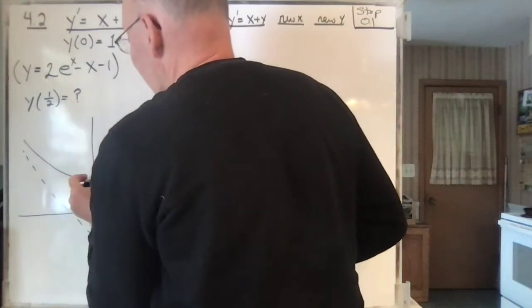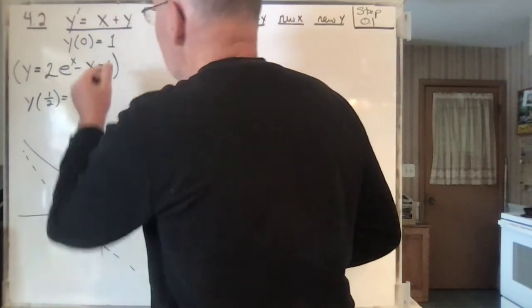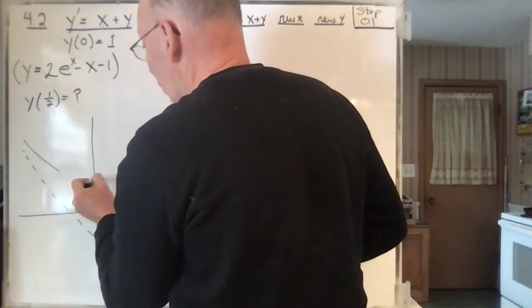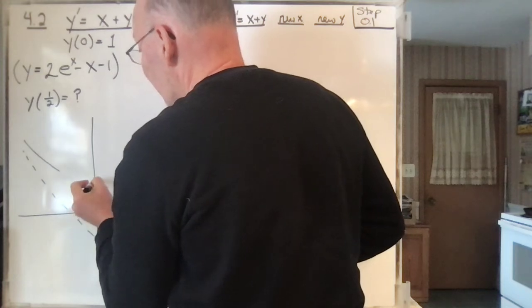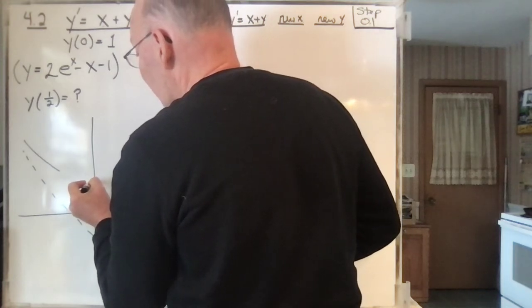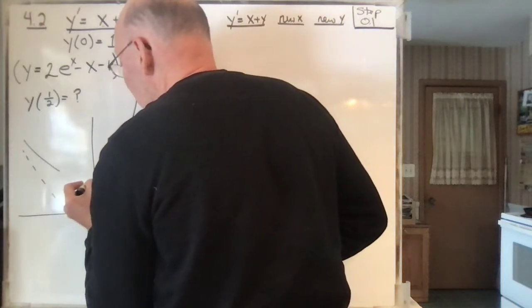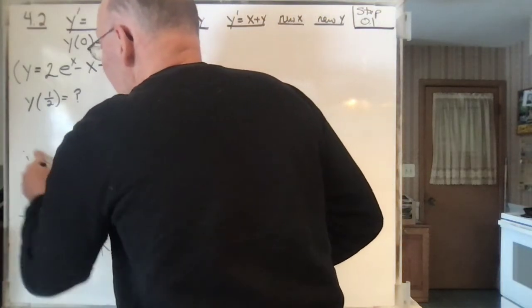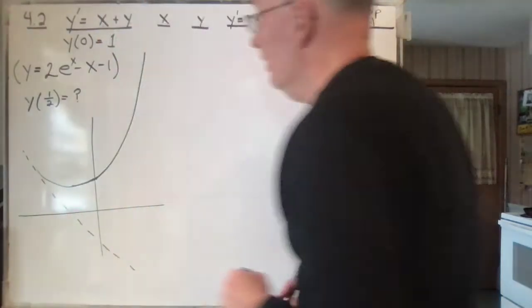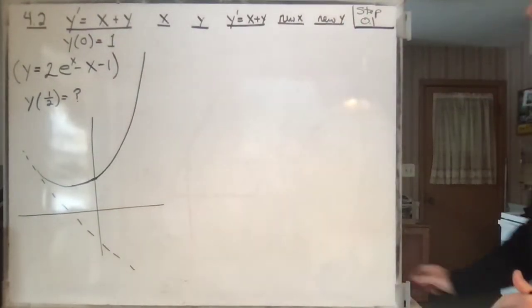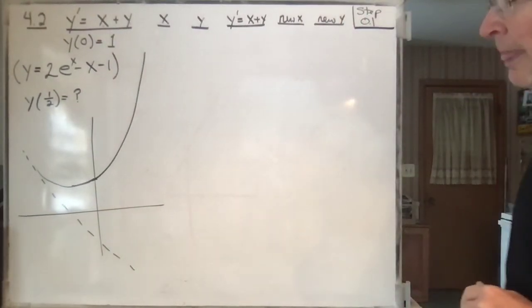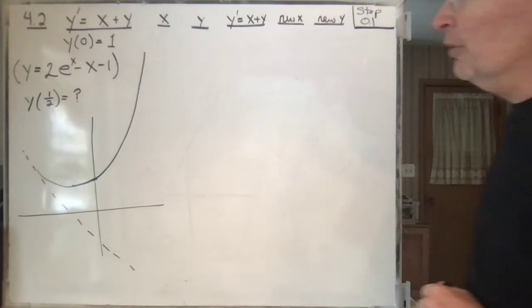And the very first thing I should do is to make clear that at the point (0, 1), the slope there is going to be 1. So say it looks like that instead. Okay, so the graph looks maybe something like that. Okay, so what do we do? Well, here's what we do.